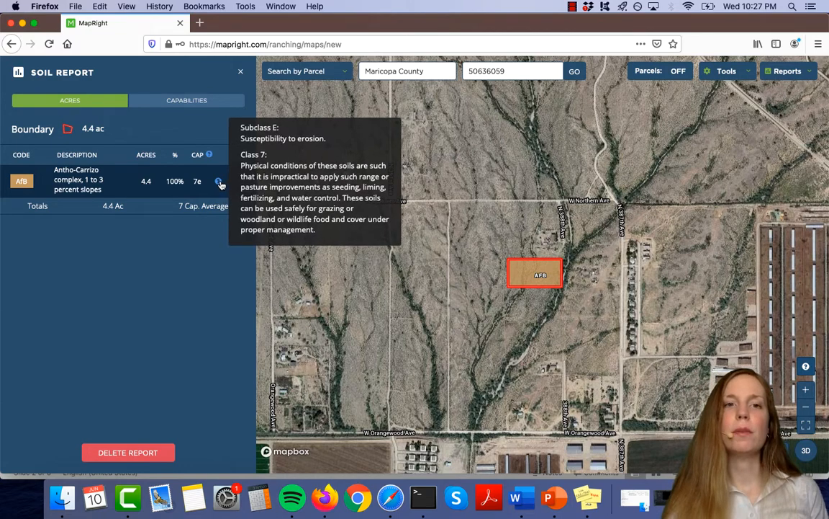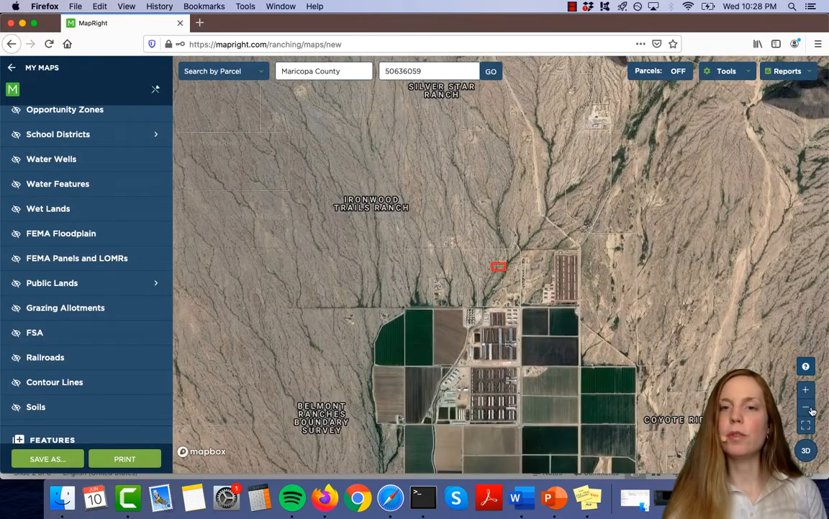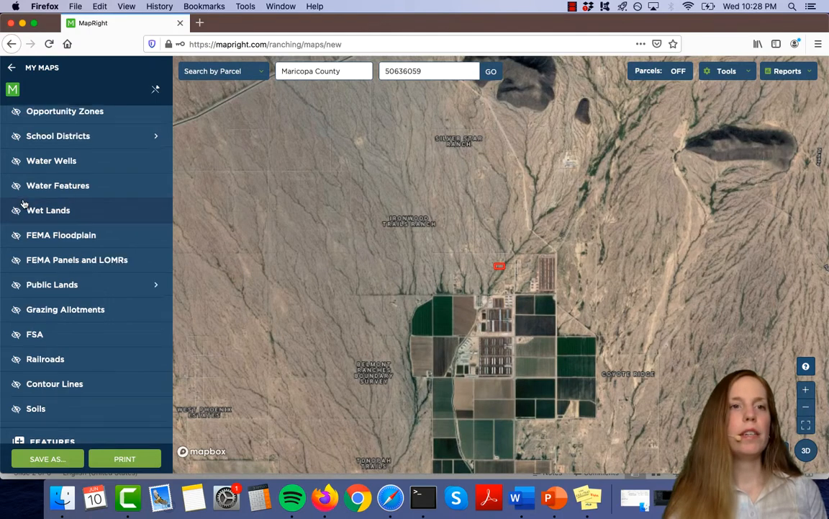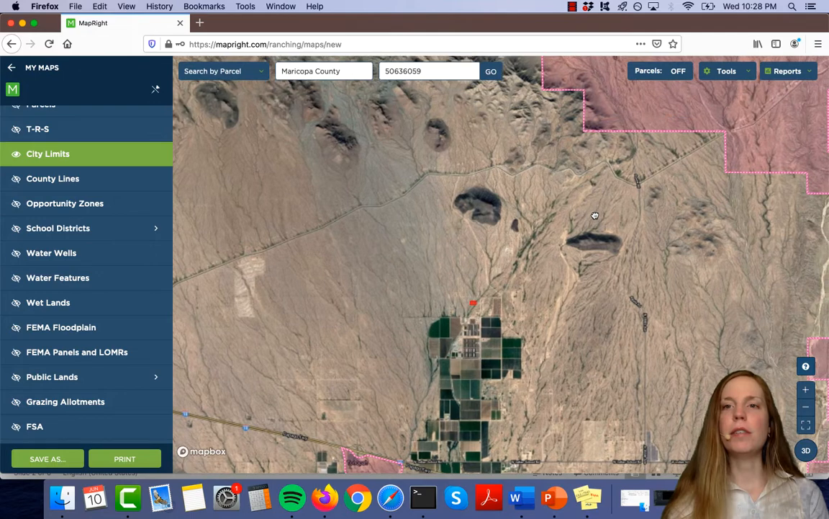And as you can see from this write-up, we're saying that the soils are impractical for pasture improvements such as seeding, fertilizing, and water control, but it could be used for grazing. So this would not be good cropland, but could be grazing land. And then moving on to 7, we have another useful overlay. So this is the city limits overlay.